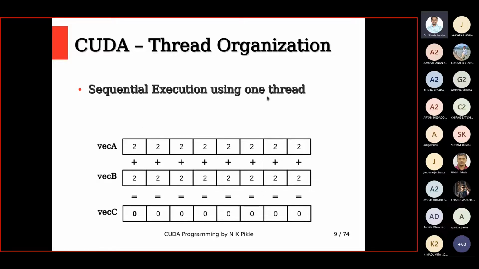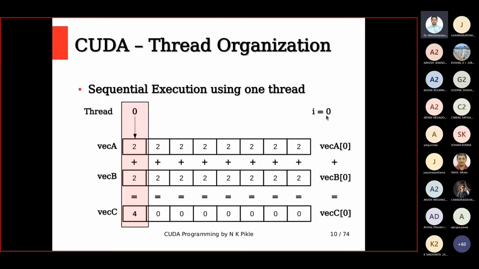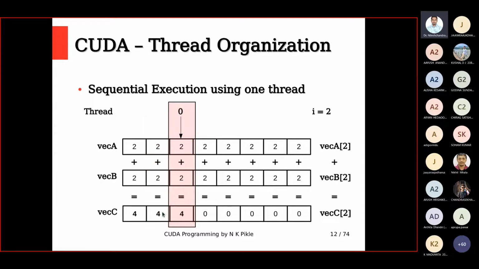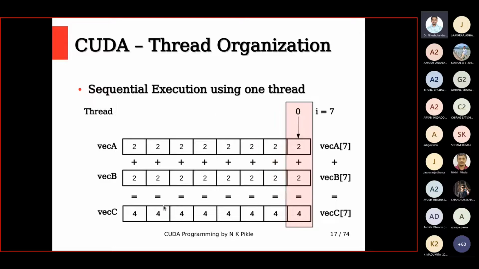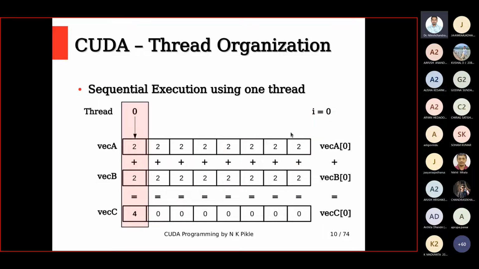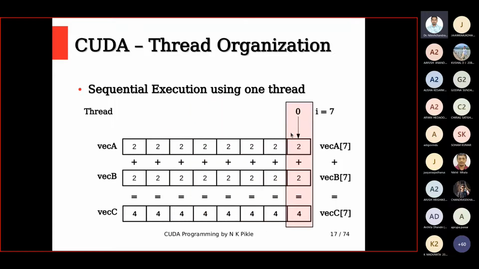If you consider it as a sequential execution using only a single thread, how does it look? First, when i equals 0, we perform A of 0 plus B of 0 equal to C of 0. Then next is i equal to 1, then A of 1 plus B of 1 equal to C of 1. You can see accordingly the vector C is getting updated, and likewise we'll perform every addition step by step from 0 to 7. So the array size is 8 and the index is from 0 to 7. Step by step we'll perform this addition for 0, 1, 2, 3, 4, 5, 6, 7 based on this i value. This is how sequential execution happens using a single thread.